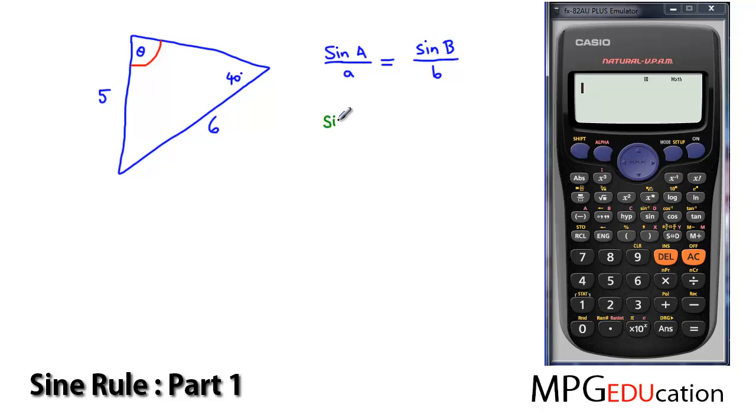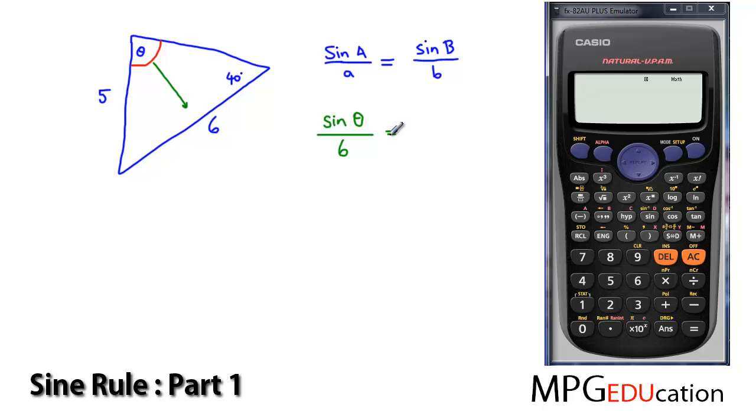So in this case it is sine theta. That's our unknown. That's what we're going to try and find, the theta there. Okay, what do we put at the bottom here? Well, what side is opposite theta? In this case it was the 6.